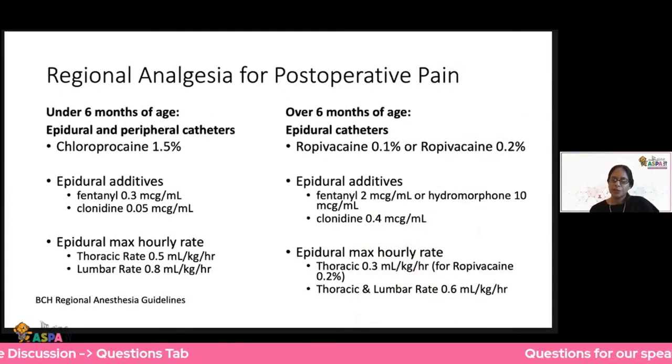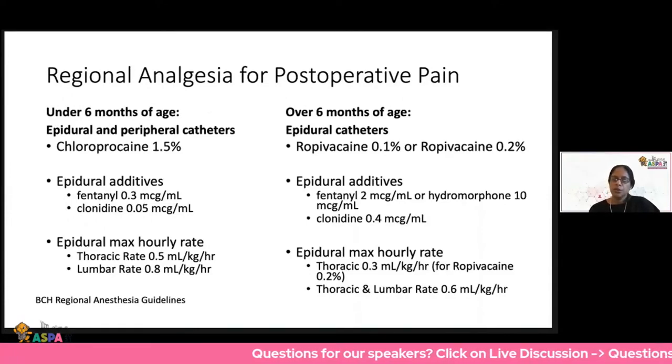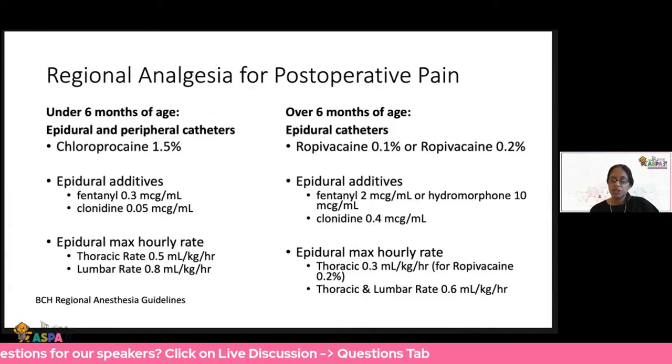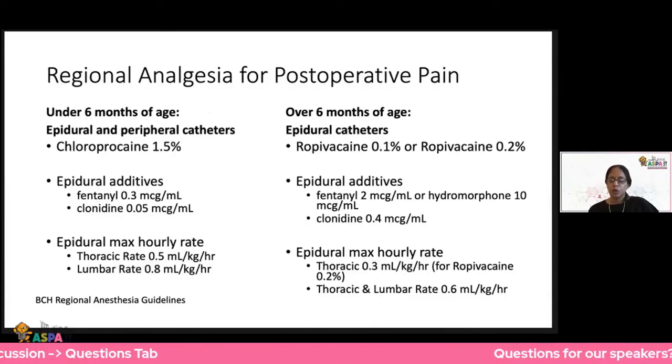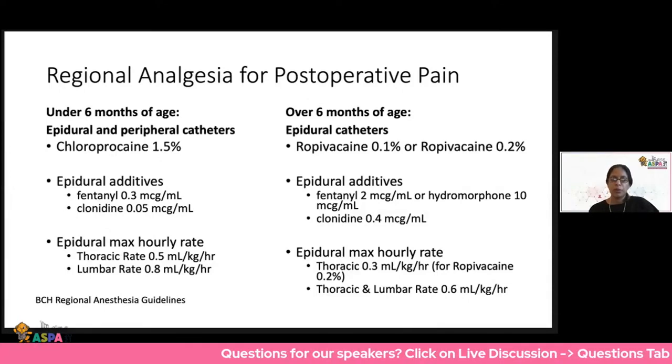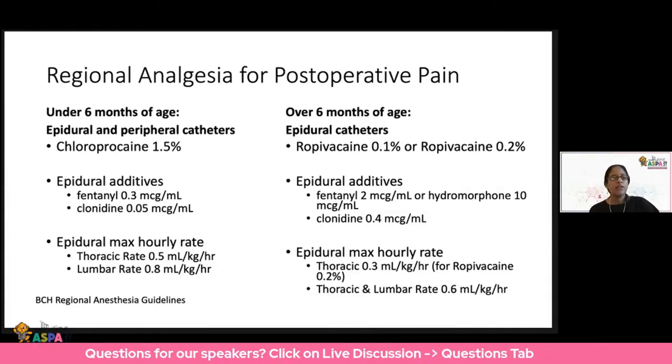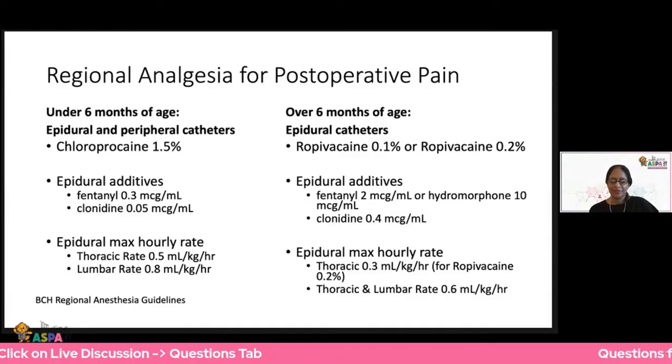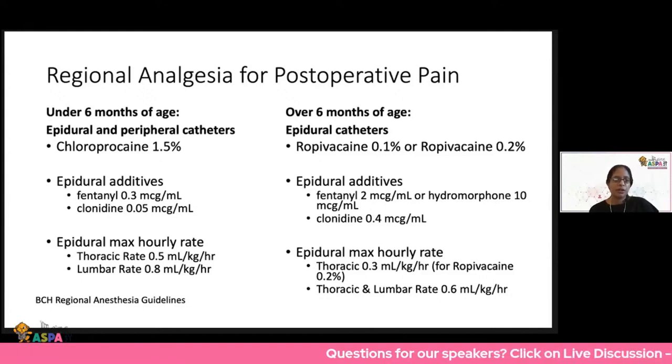Just looking at some of our specific guidelines at Boston Children's Hospital, when we're thinking about regional anesthesia for children under 6 months of age, in general, whether it's an epidural or peripheral catheter, we use chloroprocaine as our main infusion agent, and we use chloroprocaine 1.5%. If it's an epidural, we do use additives, so we can add in fentanyl or clonidine, and then the usual rates for our younger kids are listed here.